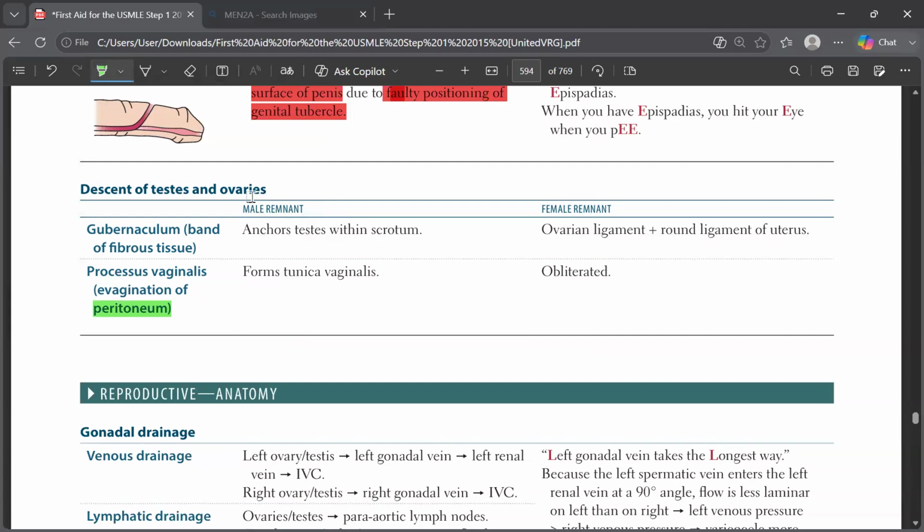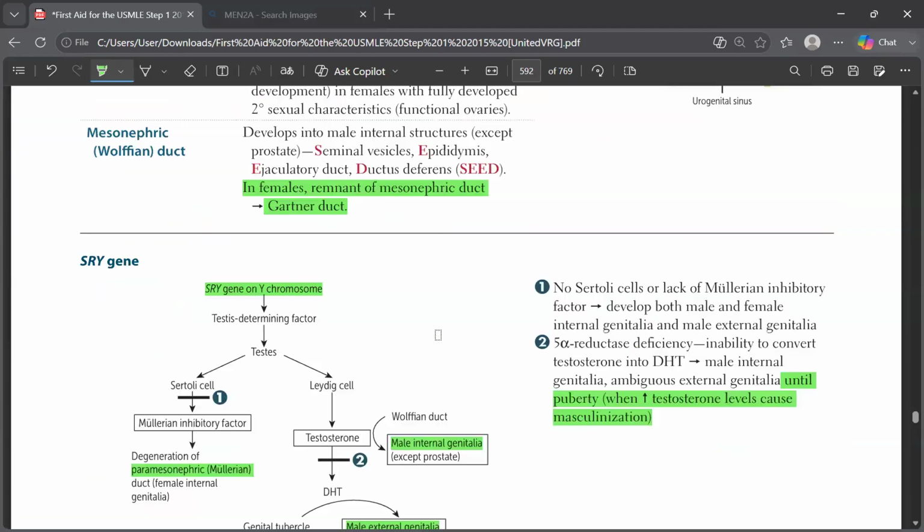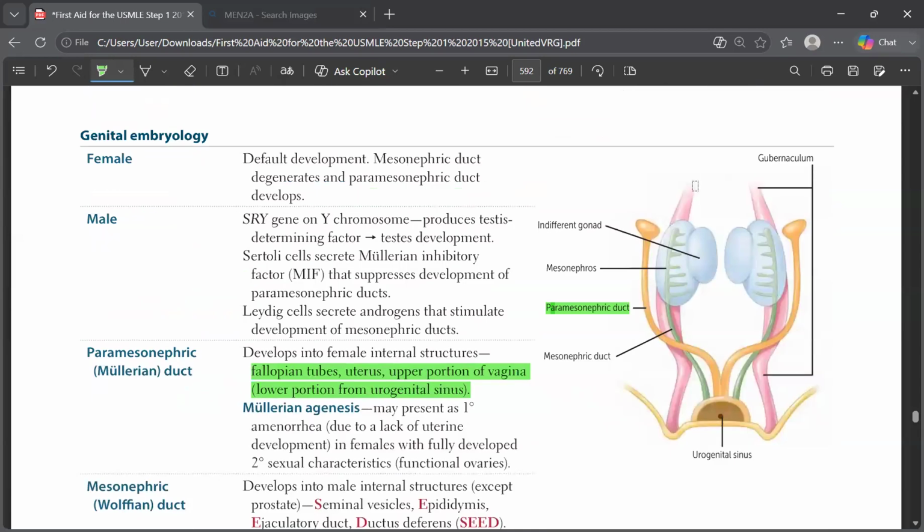They have a male remnant and a female remnant. In males, the gubernaculum anchors the testes within the scrotum, and in females, it forms the ovarian ligament as well as the round ligament of the uterus. The processus vaginalis forms the tunica vaginalis, very obvious in the males, and is obliterated in the females. This was the gubernaculum for reference, this big structure. See you in the next part.